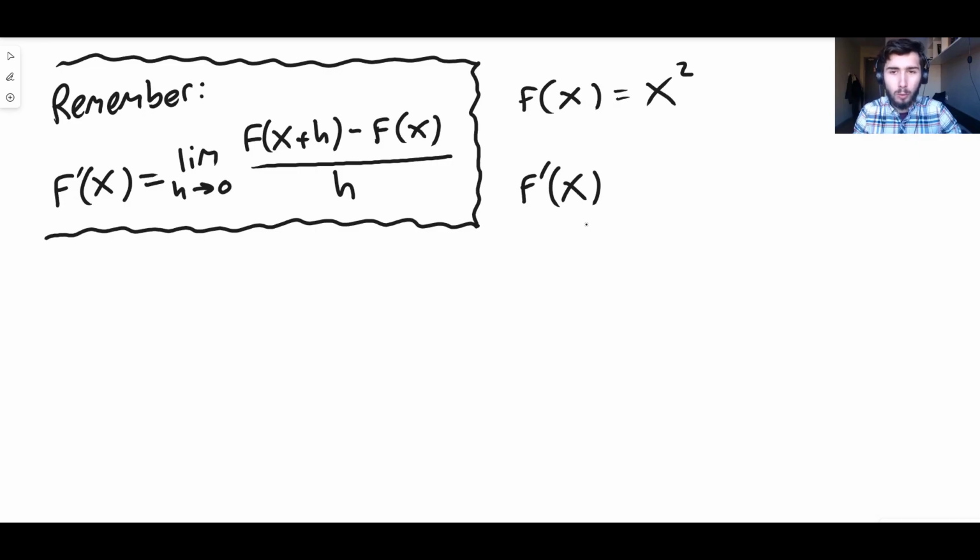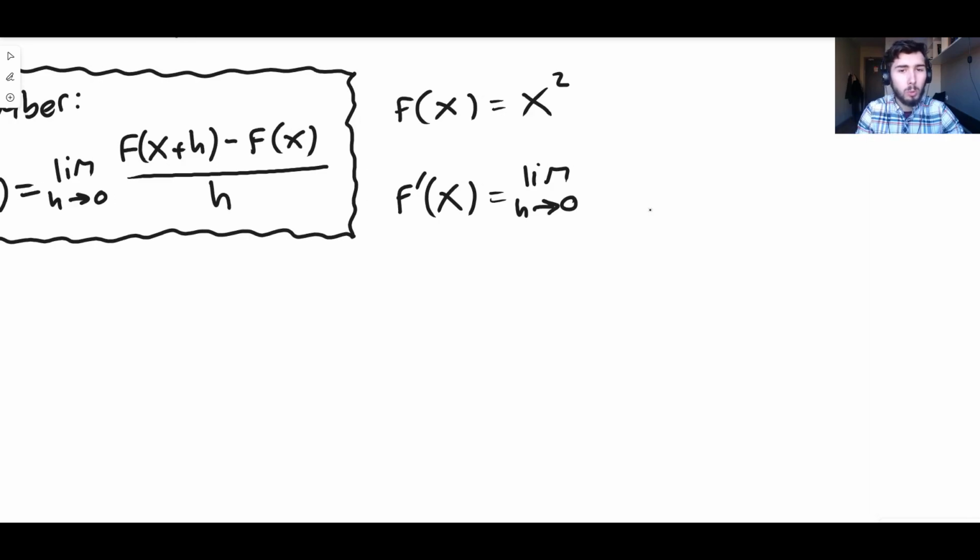The derivative of our f of x, the derivative of our x squared, must be equal to the limit as h approaches 0. H is just kind of like this arbitrary little variable that we let get very, very small, of f of x plus h. Now, this is where most people go wrong. What f of x plus h means is, whenever you see an x in your f of x, replace that x with an x plus h. It's the same as normal function notation.